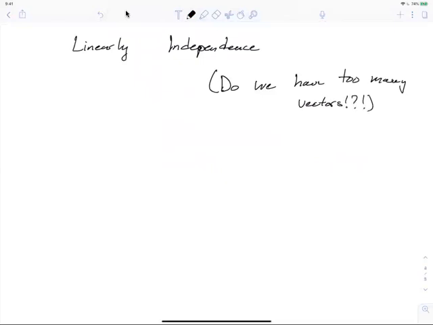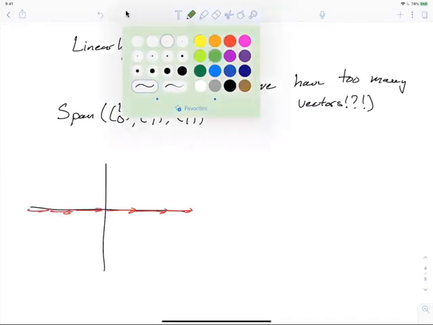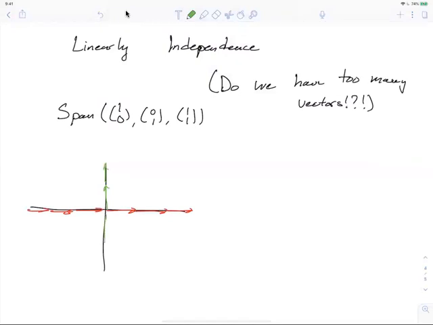So for example, I might consider the span. That just means the grid generated by these three vectors. So what does this span look like? Well, this span's going to look like 1, 0. And then we're going to add 0, 1. But now we can take combinations of any of these. And you can see already, we can already get any point in the plane. The grid that we're building here already generates all of R2.